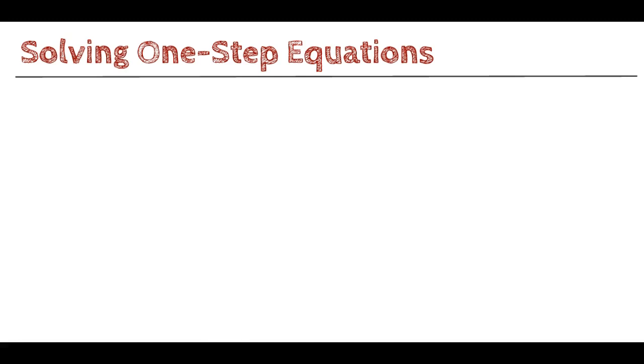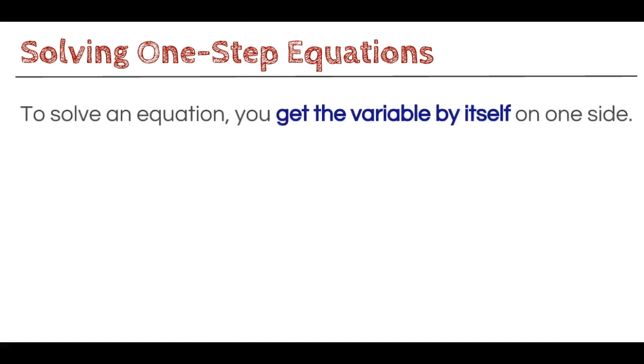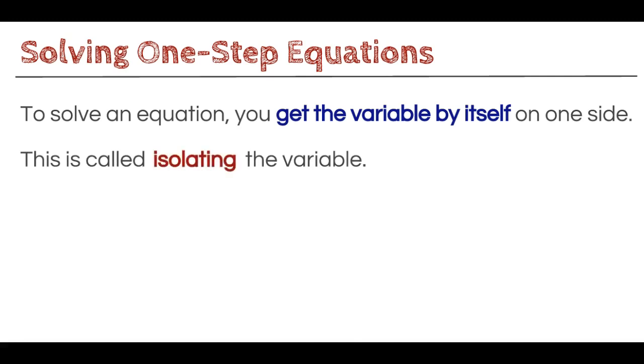So here are the basics. Whenever we're solving an algebraic equation, the goal is always to get the variable, that is the letter, all by itself on one side of the equal sign. There's a special name for that. That's called isolating the variable. When you isolate something, you get it all by itself on one side of the equation.